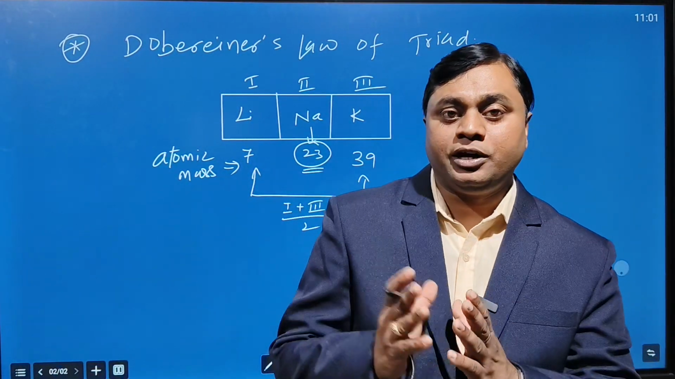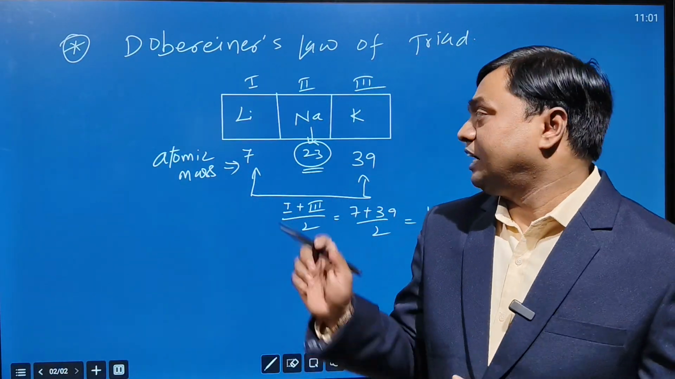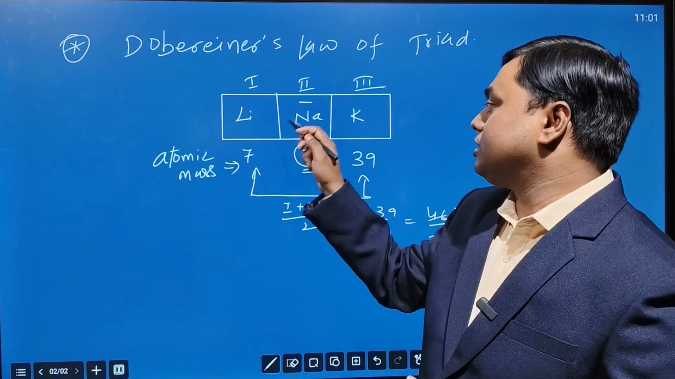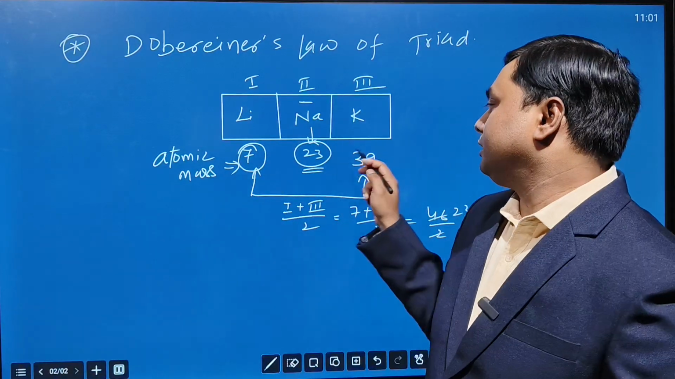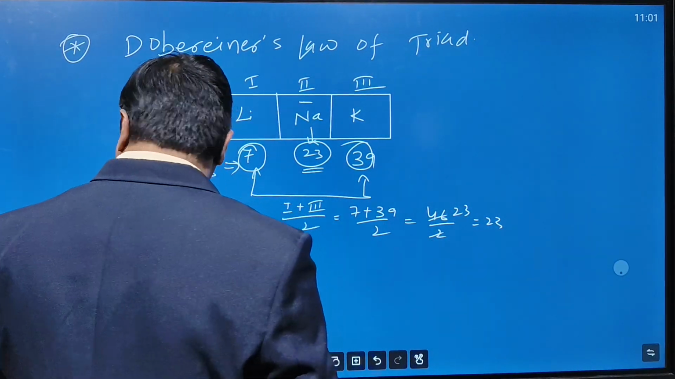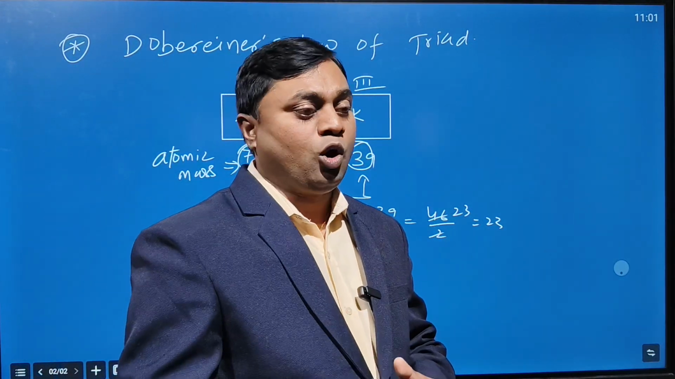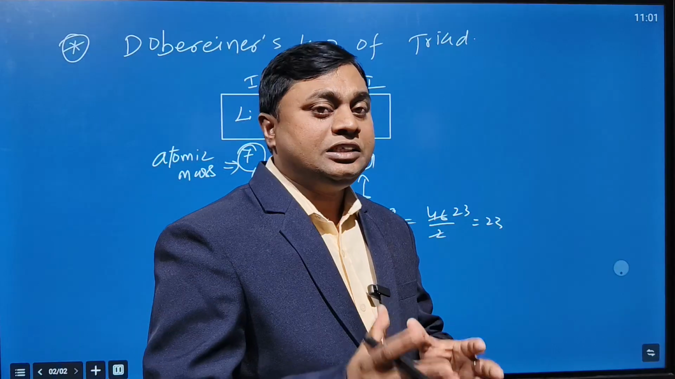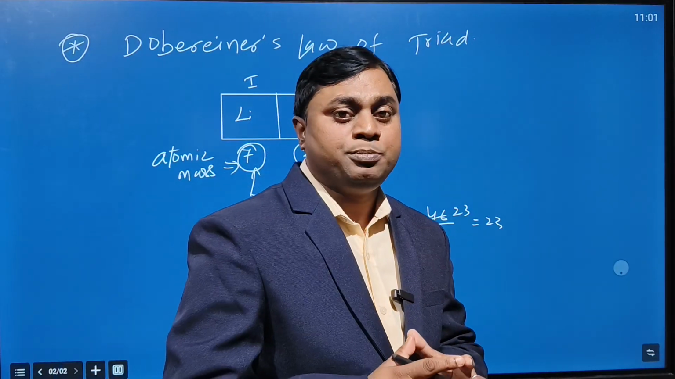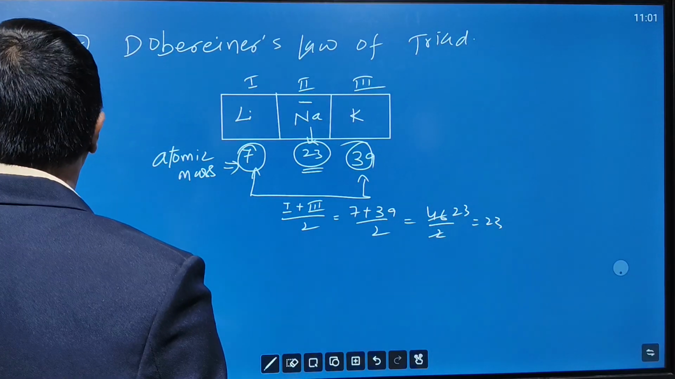Yes or no? What is Dobereiner's law of triads? He arranged the elements in a group of three, such that the atomic mass of the middle element was the average of the first and third. I hope you understood. But he could arrange only a few elements in the triads. He could not arrange all the elements discovered at that time in his periodic table. That's why it was rejected.